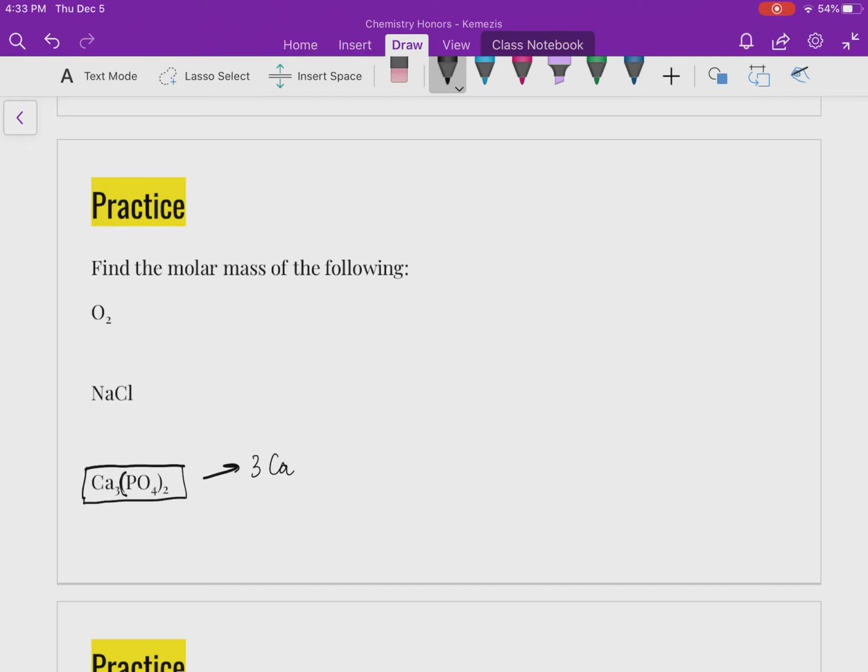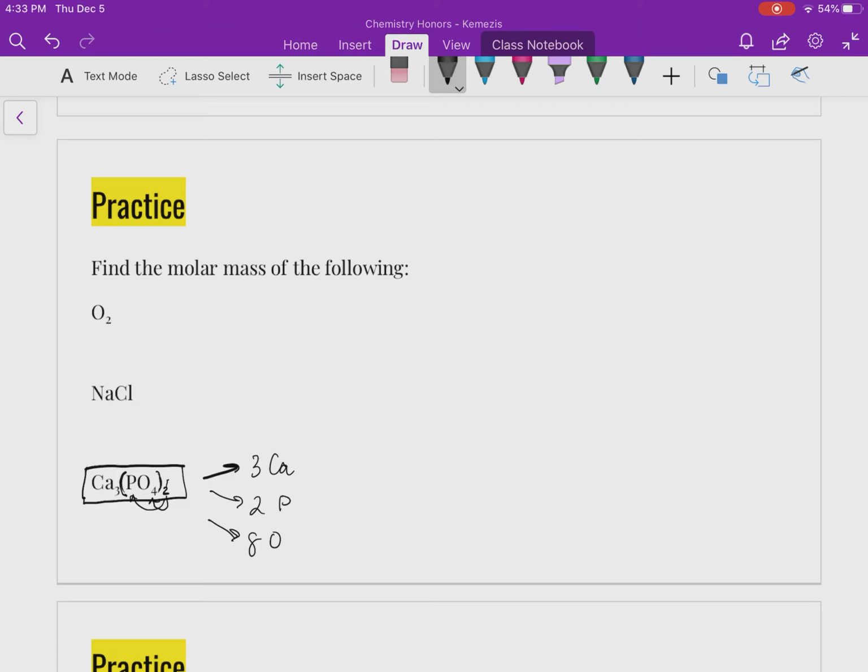And when you're looking, we have parentheses here and a 2 on the outside. It means we have 2 phosphates. So we're going to have 2 phosphoruses and 2 times 4, or 8 oxygens. And that's important because I need to add up 3 molar masses of calcium, 2 times the molar mass of phosphorus, and 8 times the molar mass of oxygen in order to get that mass for calcium phosphate. If you don't take into account all of the pieces, then you're not going to have the correct mass. And if you don't have the correct mass, you're not going to be able to get the correct answers.